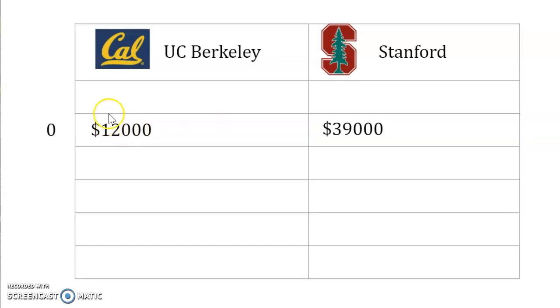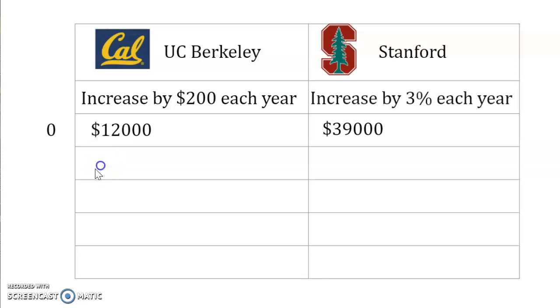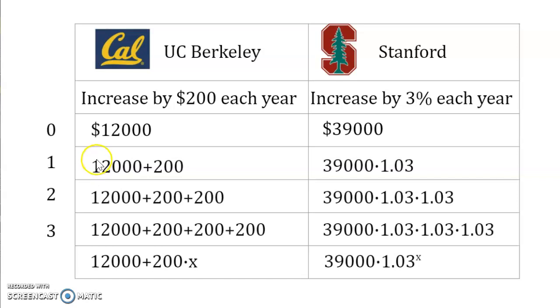And what are we told? We're told that UC Berkeley increased each year by $200. This is all hypothetical. If that is the case, then in year 1 we have, and we are going to consider all the different years.